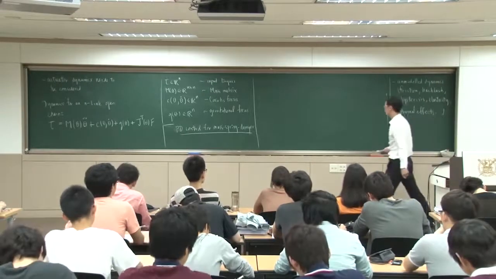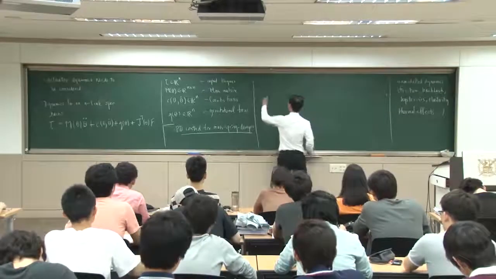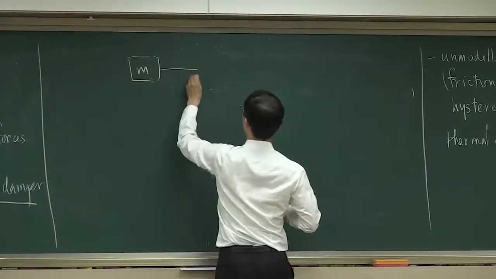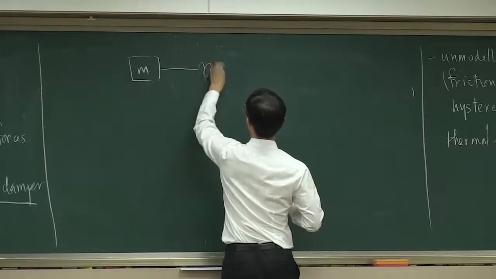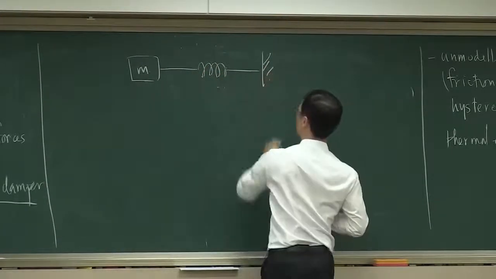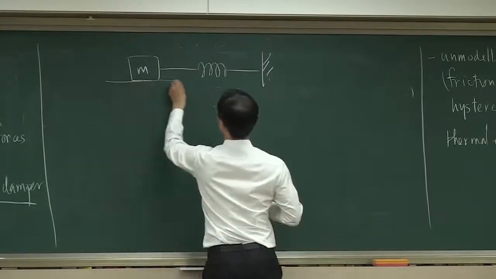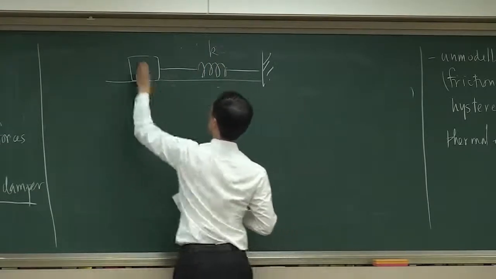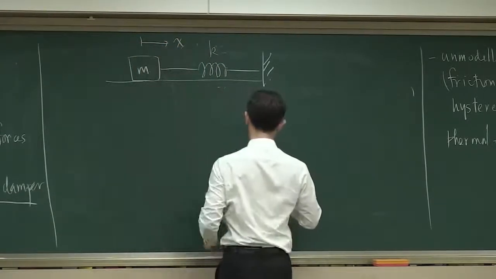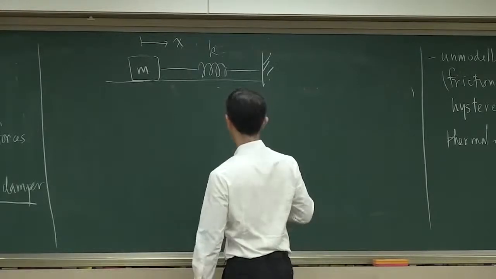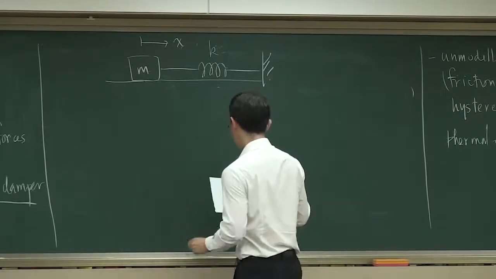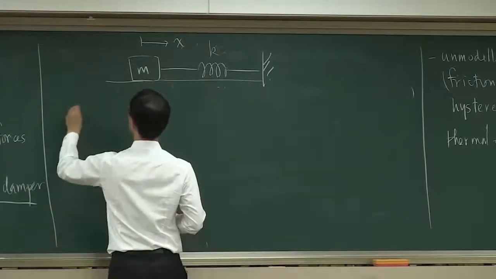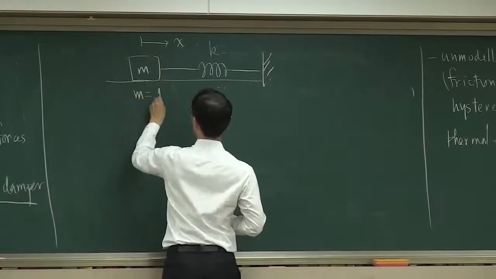All right, so here's the picture. Here's a mass, and here is a spring. And the spring is attached to a wall. Let's say the spring constant is K. This displacement is X. If I want to write the dynamic equations, let's just assume the mass is equal to 1 for convenience.